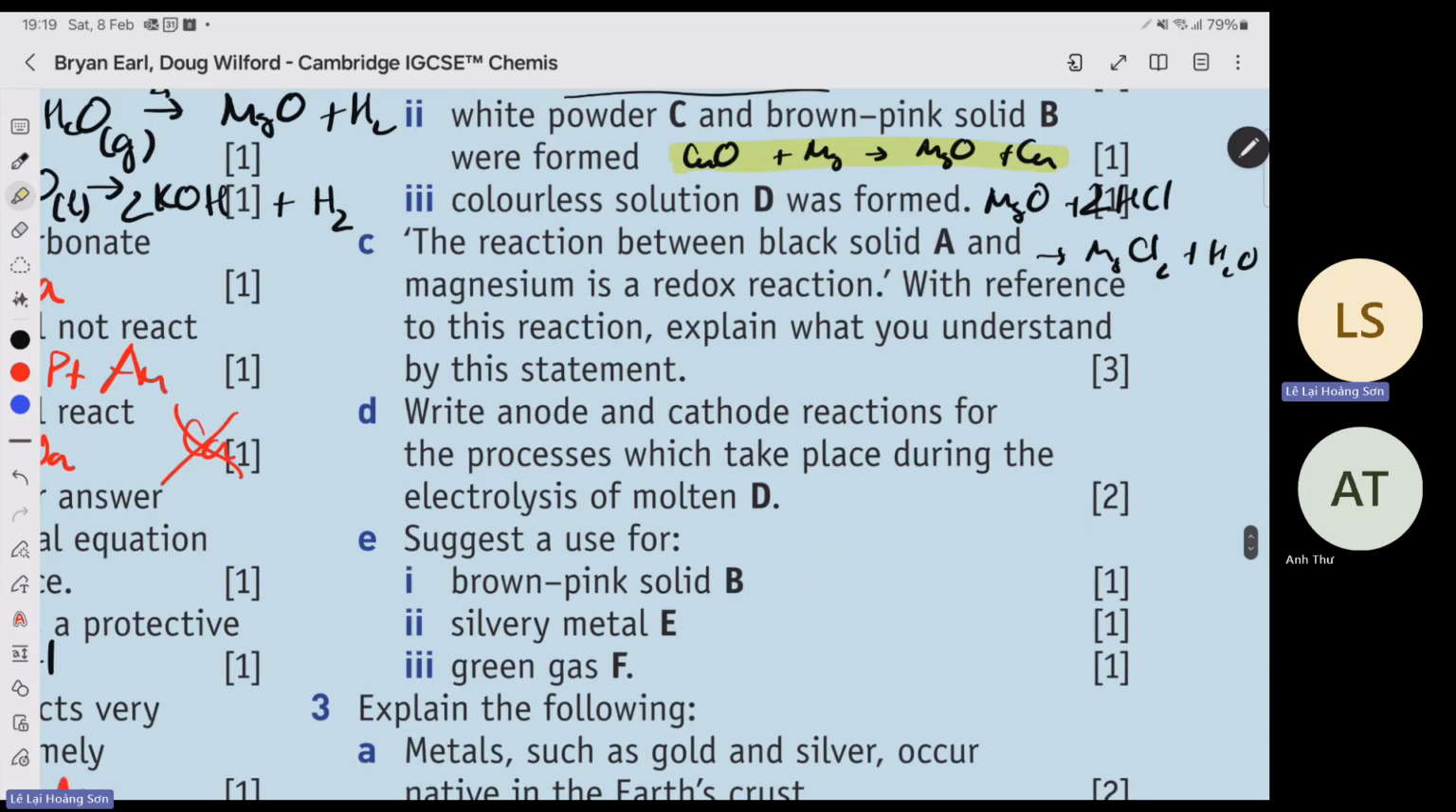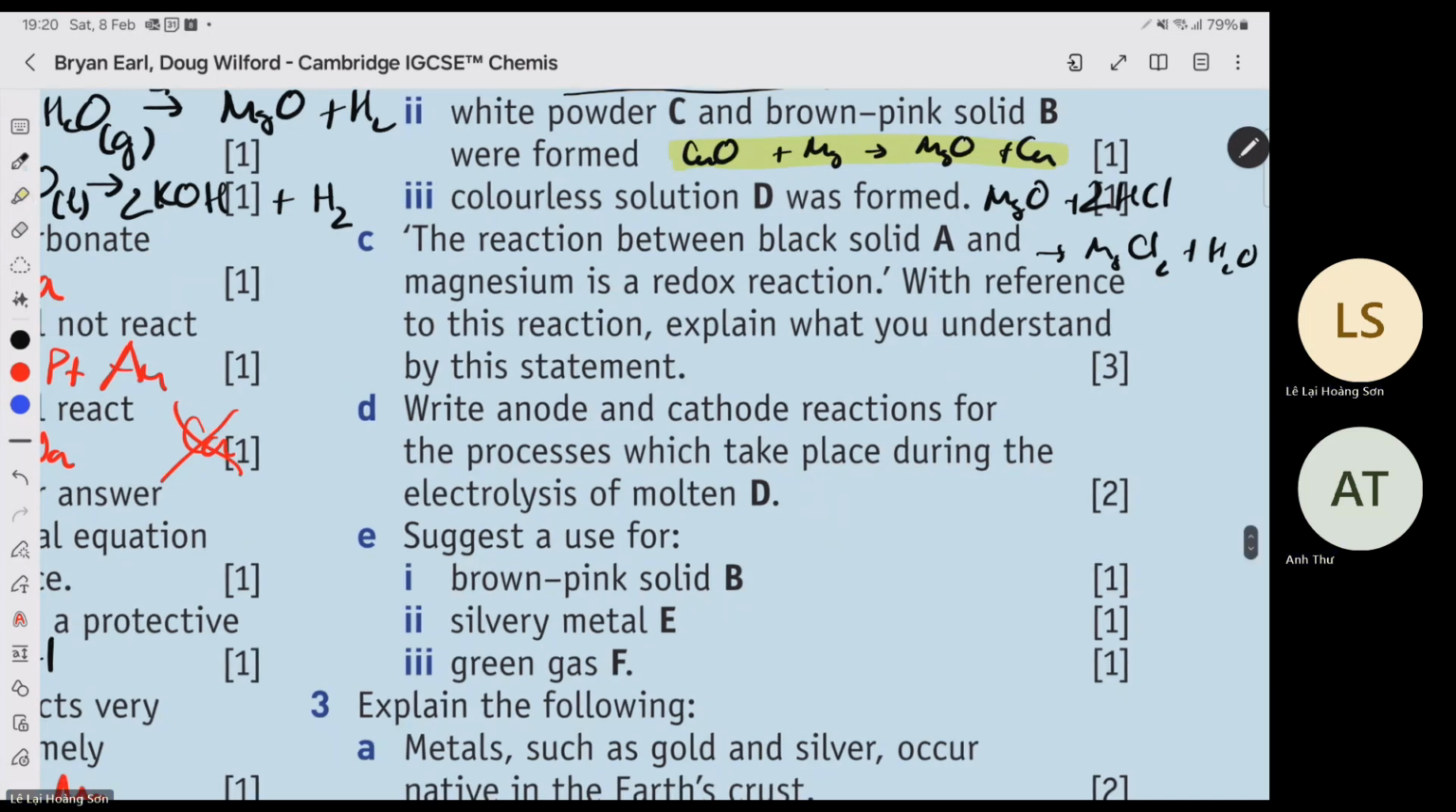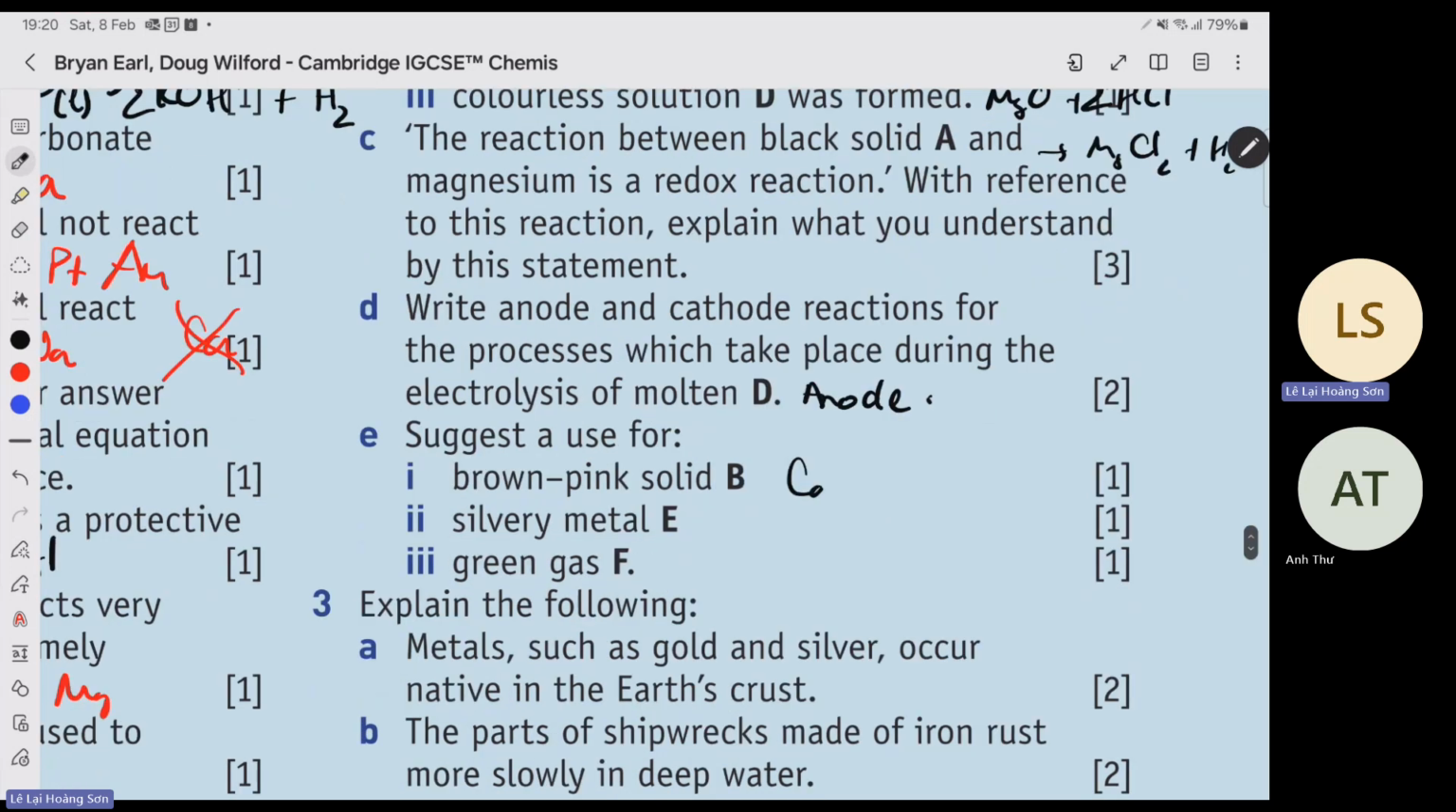Okay, right. Write the anode and cathode reactions for the electrolysis of molten D. Anode: when you perform the electrolysis on molten magnesium chloride, what is going to be the reaction at the anode? It will be chloride: 2Cl- becomes Cl2 plus two electrons. How about the cathode? Mg2+ plus two electrons gives Mg.